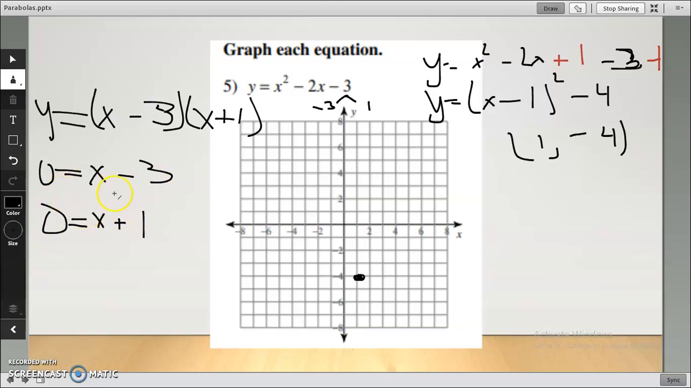So that means the places where this crosses the x-axis, if I solve this, will give me x equal to 3 and x equals negative 1. So I'm going to go over here. X equals negative 1 is one of my points here, and x equal to 3 is the other point here. And so now, please forgive me, I know it's going to be messy. Here's my parabola.